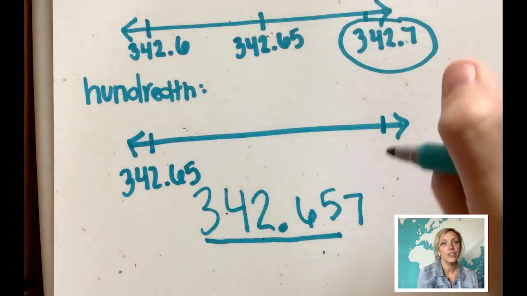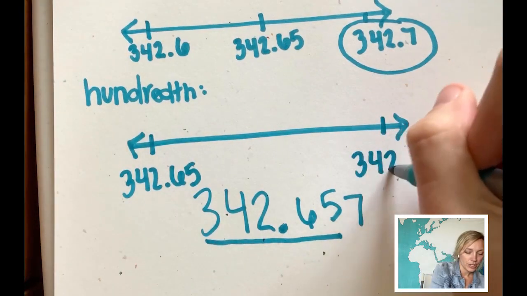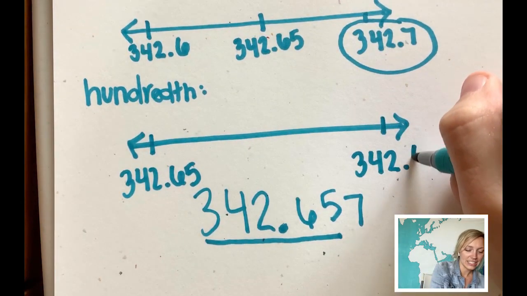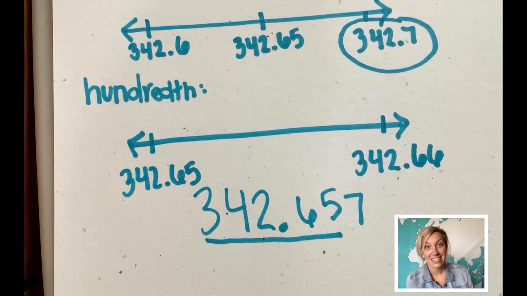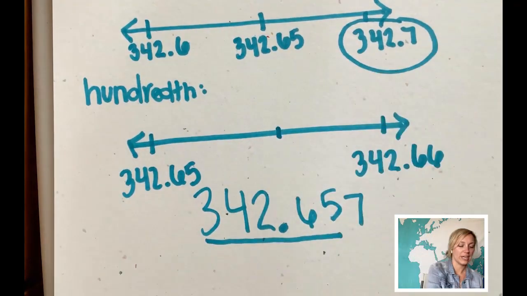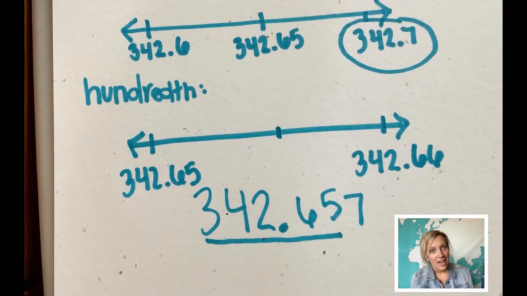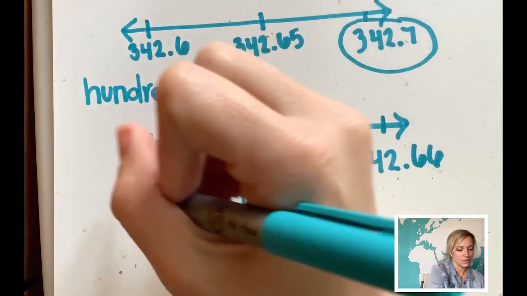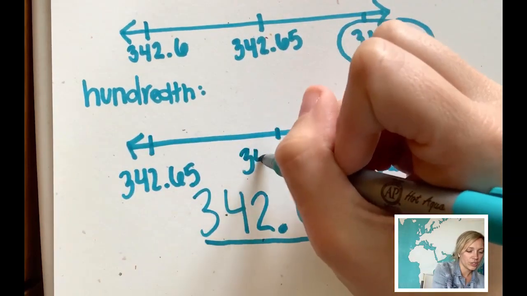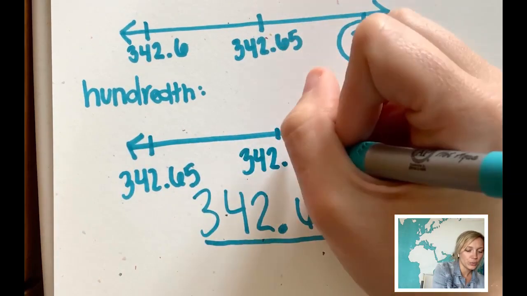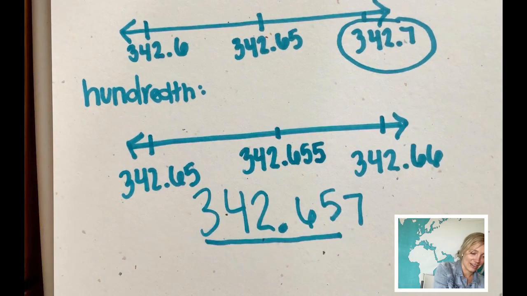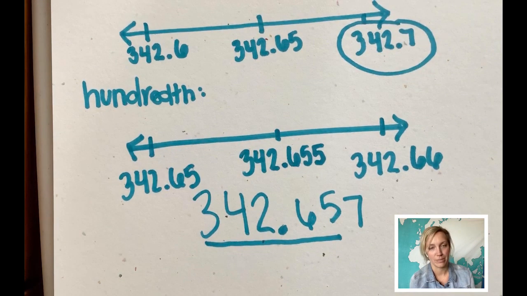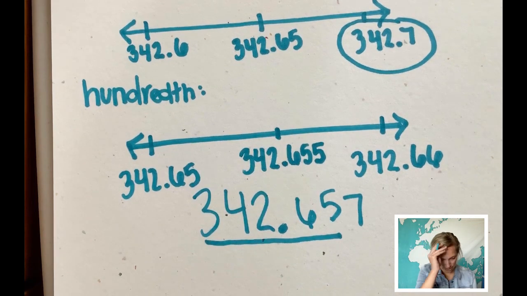You're doing a great job. 342 and 66 hundredths. Beautiful. Now, halfway in between, half of my hundredth will be my thousandths. So I'm going to take all of this over here, 342 and 65, and then half of my hundredth is my thousandths. Okay, so 5 thousandths place.